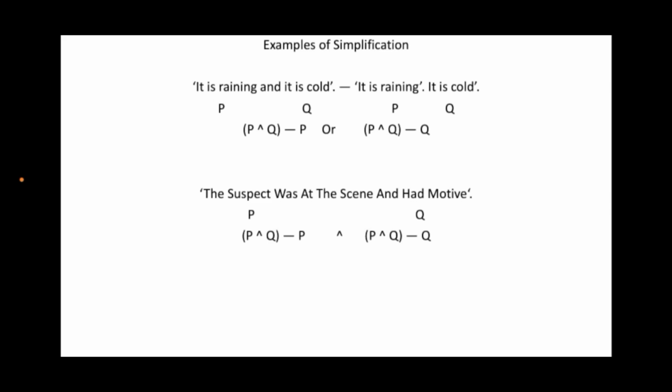For the second example, the suspect was at the scene and had motive. P and Q infer P, P and Q infer Q, and that is simplification as an inference method.